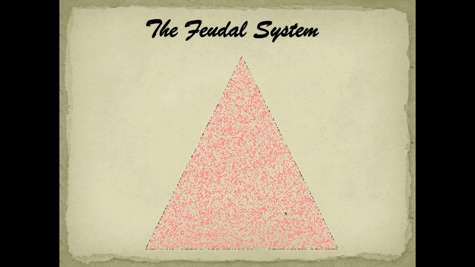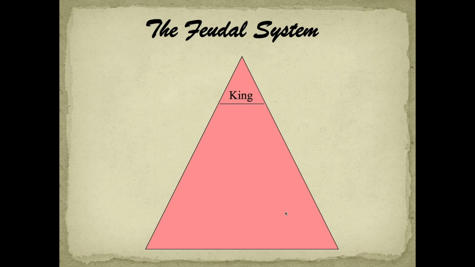This is the social structure, the social pyramid, like when you learned about Egypt. Its first image is actually in the form of a pyramid. After the fall of the Roman Empire, there was no strong central government. There was no empire, there was no government.